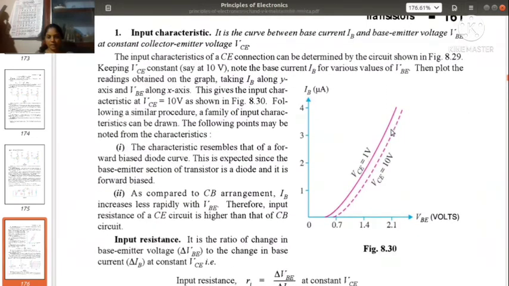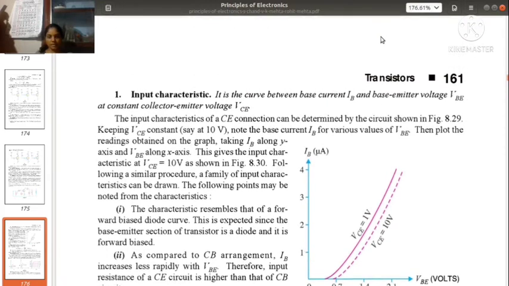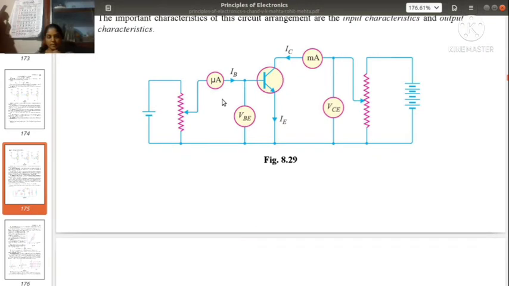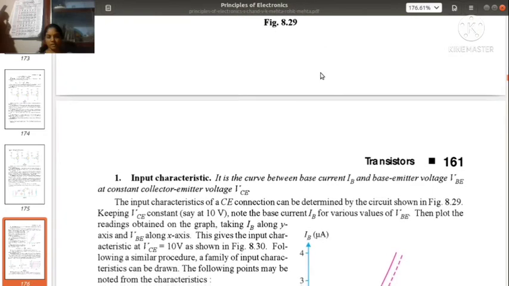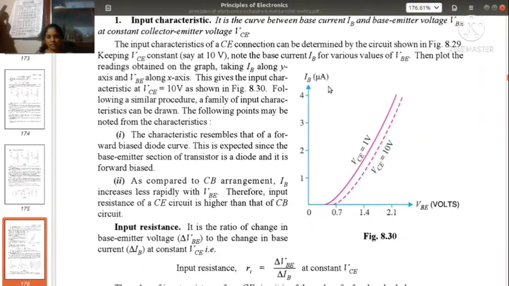So we can see the input characteristics. It is a curve between base current IB and base emitter voltage VBE at constant collector emitter voltage. So what are the input characteristics? Input characteristics mean the graph between input values, that is the graph between input current and input voltage, that is IB and VBE, at constant output voltage. Output voltage means collector emitter voltage, that is VCE. So this is the graph: IB, this is the input current, and this is VBE, the input voltage, at constant VCE. So here we have shown two curves at VCE 10 volt and VCE 1 volt.